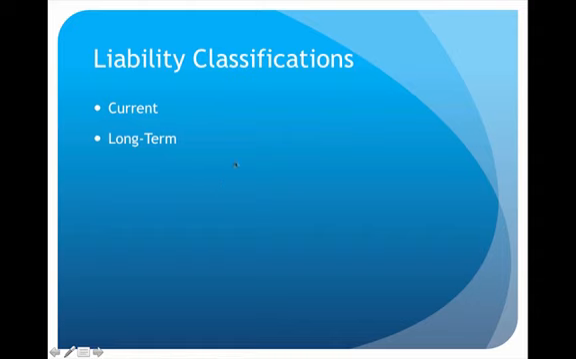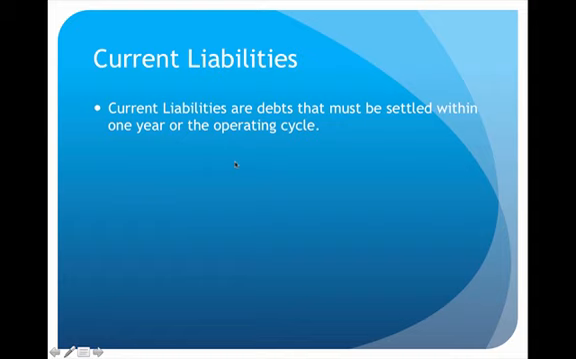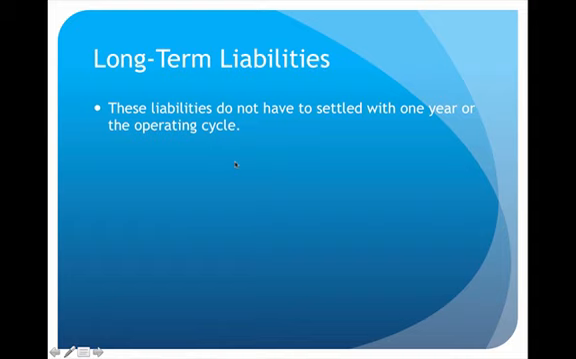Now, in terms of liabilities, there are fewer classifications, pretty much only 2, and those would be the current or the long term. Current liabilities, of course, we know that liabilities are debts, and they are debts that have to be paid. If the debt has to be paid within 1 year or the operating cycle, it's considered a current liability for sure. But if we have longer than 1 year or the operating cycle, it would be considered more of a long-term liability. So that's the difference there.